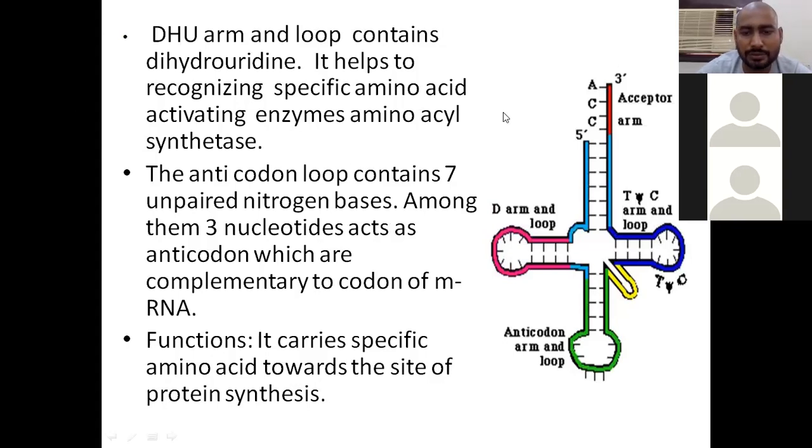Okay, DHU. Here you can say this D arm or D loop is also known as the DHU. The DHU arm and loop contain dihydrouridine. It helps in recognizing the specific amino acid, activating enzyme amino acyl synthetase.